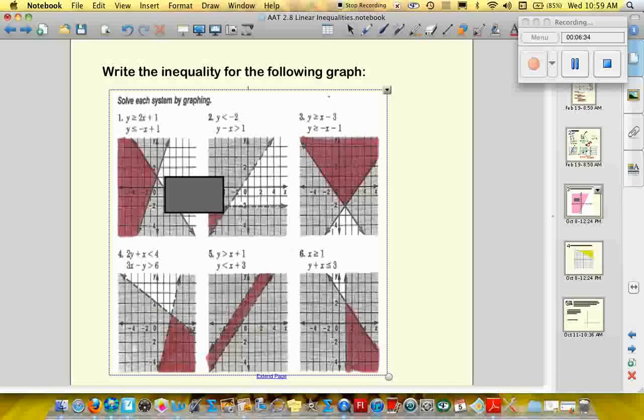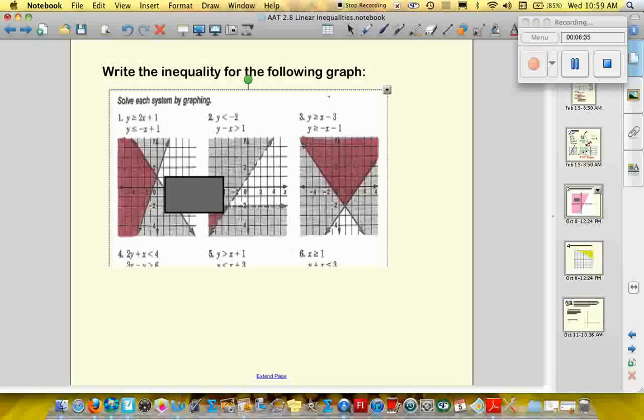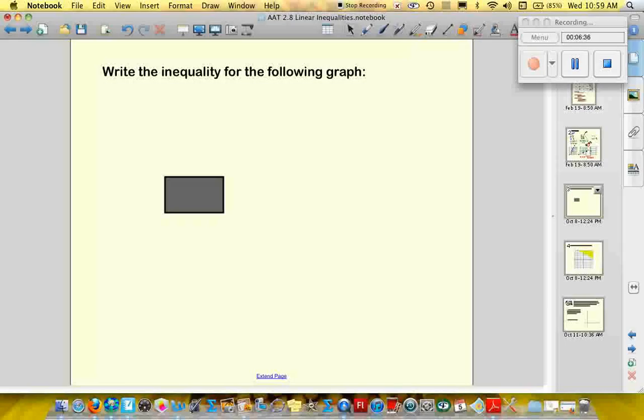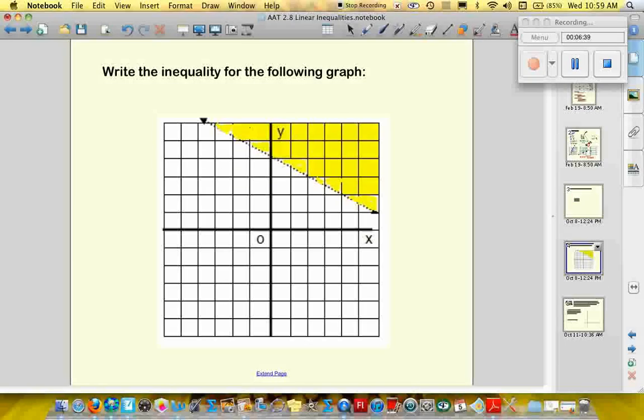So here, some of it is, can you write the inequality for a particular graph given to you? So you have to kind of piece it together. If I look here, I can see that the b is 4. I can count my slope. Looks like down 1 over 2. So my m is negative 1/2. I can put these together.